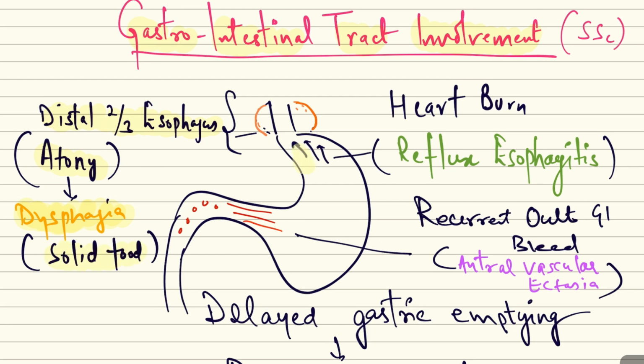Also, some patients complain of regurgitation of food back into the esophagus, and this contributes to inflammation in the esophagus, which is called reflux esophagitis. This reflux esophagitis leads to the symptom of heartburn in these patients. Also, there is formation of vascular ectasia in the antrum of the stomach, and with endoscopy these vascular ectasia are given the name watermelon stomach, and they sometimes bleed again and again. This leads to recurrent occult gastrointestinal bleeding in patients of systemic sclerosis.